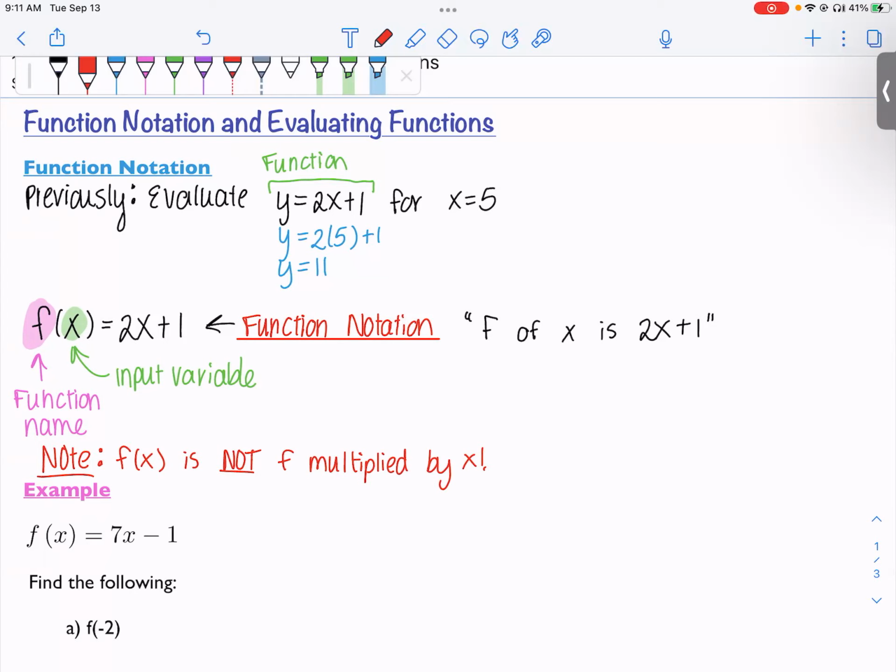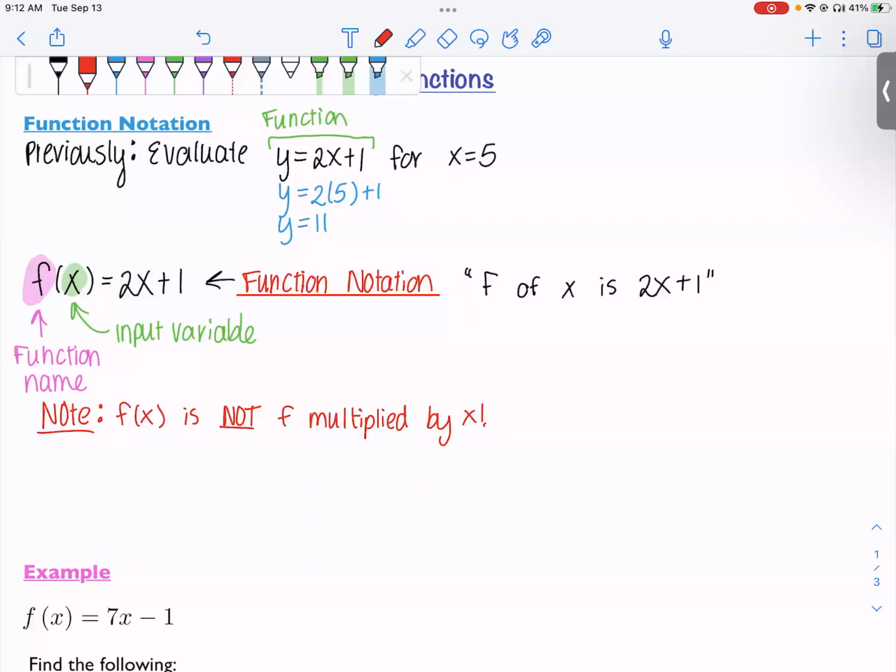Let me pause this recording real quick and scoot everything down a bit so I can write a bit more. All right, I gave myself a little more room. So here is how this function notation works. Instead of saying evaluate y equals 2x plus 1 for x equals 5, we would say, in function notation, f of 5. This says to plug the number 5 in for x in this function.